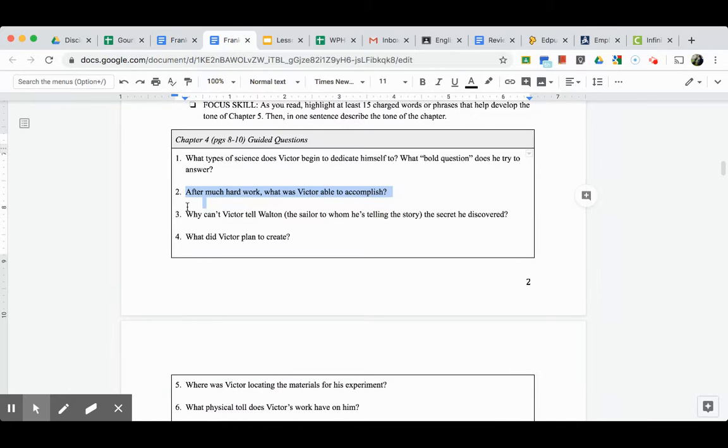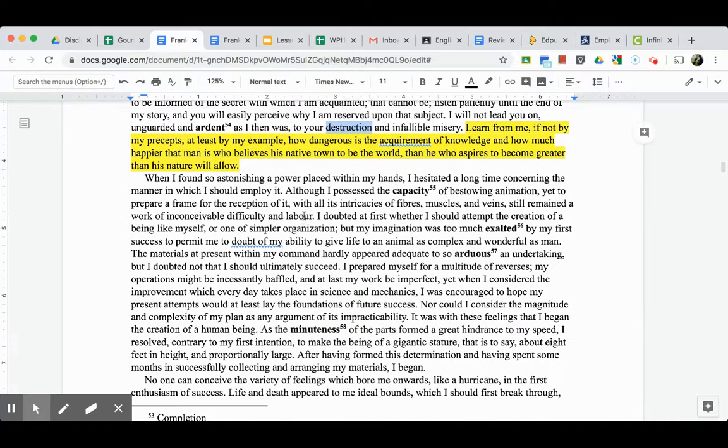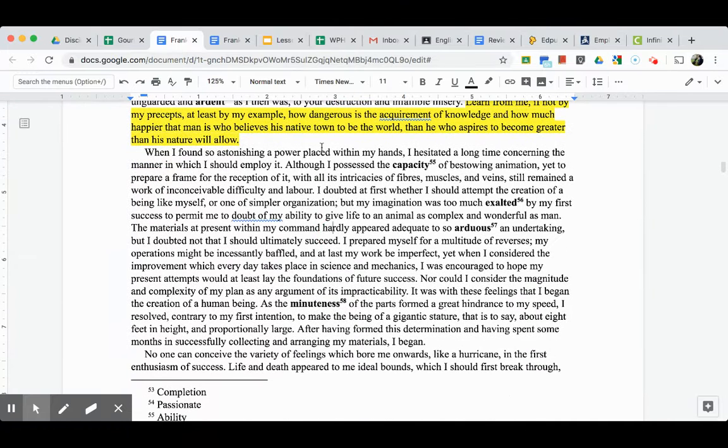And I think that helps you maybe answer this question right here, question 3. Okay, "When I found so astonishing a power placed within my hands, I hesitated a long time concerning the manner in which I should employ it. Although I possessed the capacity or the ability of bestowing animation, yet to prepare a frame for the reception of it, with all of its intricacies of fibers and muscles and veins, still remained a work of inconceivable difficulty and labor." So he could restore life, but now he had to create a human body, which seemed difficult.